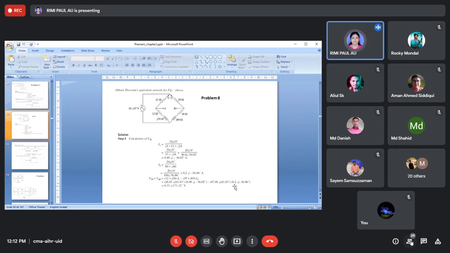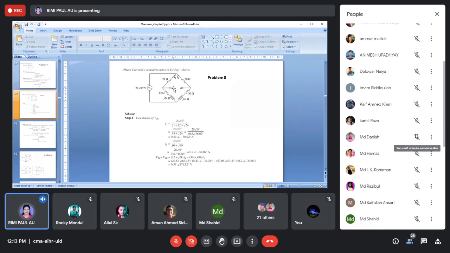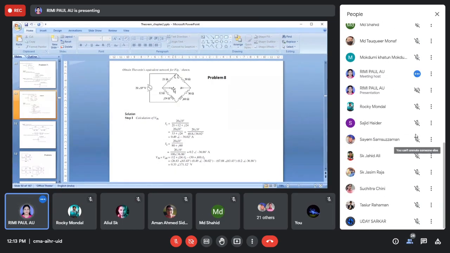Now the question is there. You have to solve, zone 1, zone 2, zone 3. Any member I can call. Just tell me what will be the ZTH. You can see that the load impedance is given here. It is removed first, and you have to find the Thevenin's equivalent impedance, that means ZTH.